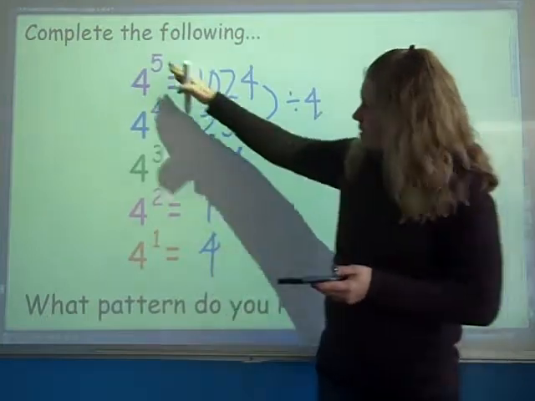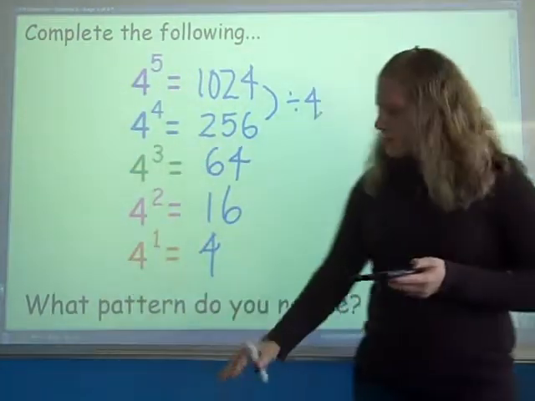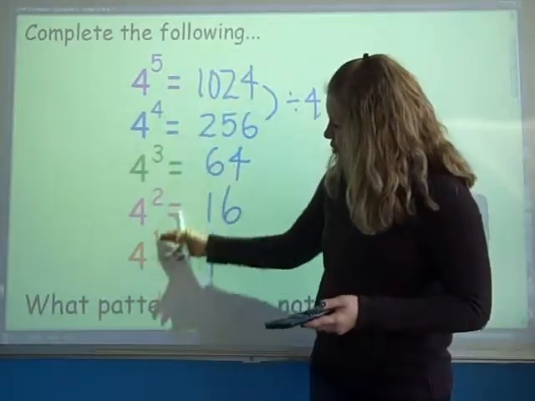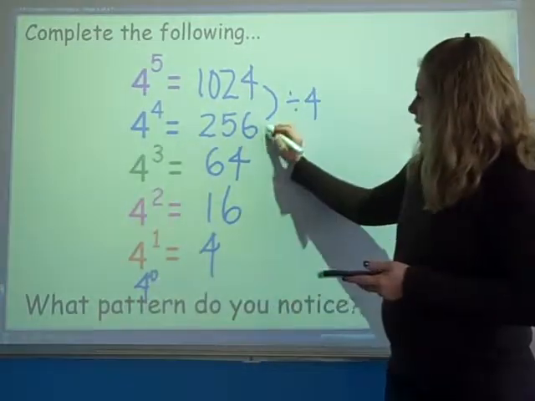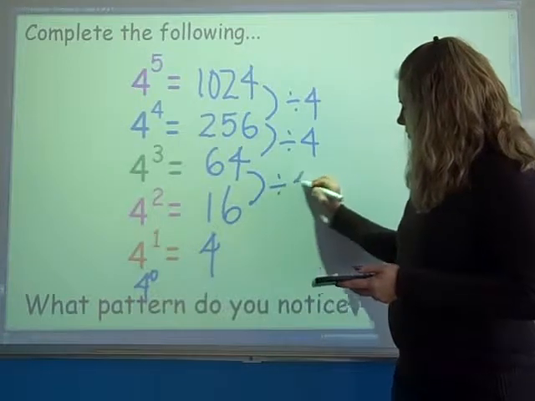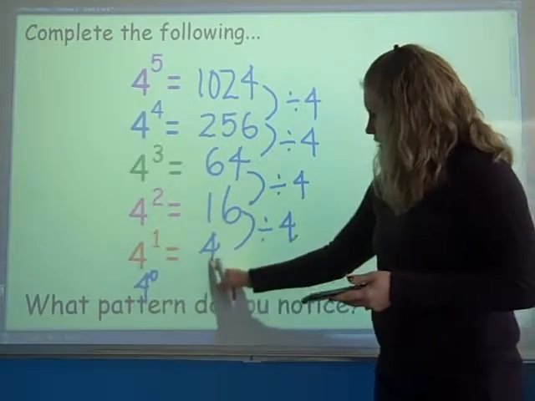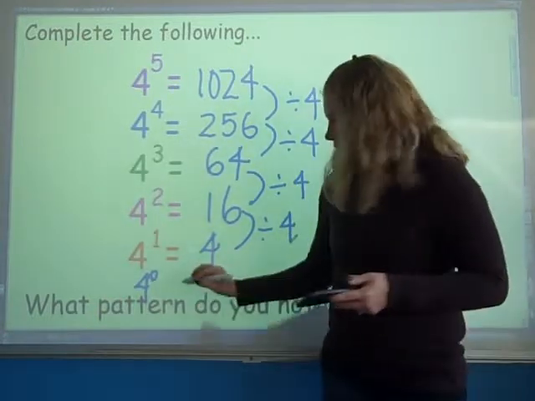So if we keep taking away an exponent, we figure out what's going to happen. So now, if I continue this pattern, 5, 4, 3, 2, 1, now we would have 4 to the 0 power. So if I keep up the pattern of divide by 4, 16 divided by 4 is 4. If I do 4 divided by 4, you get 1.